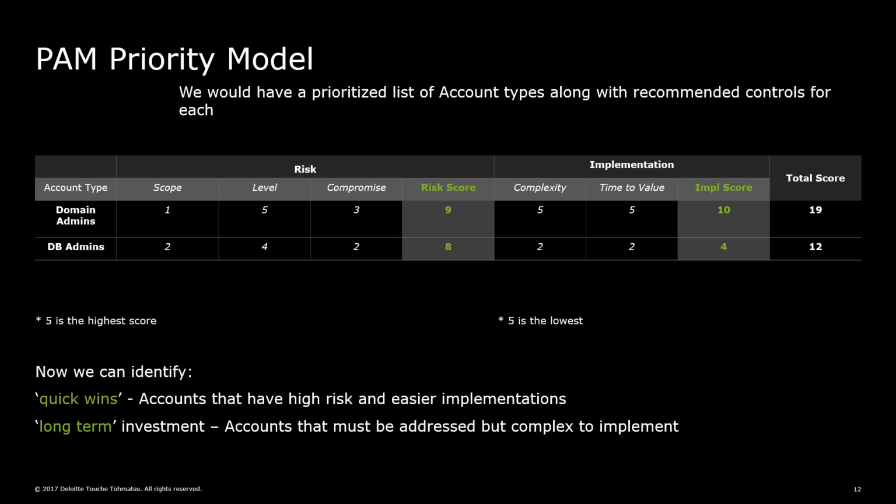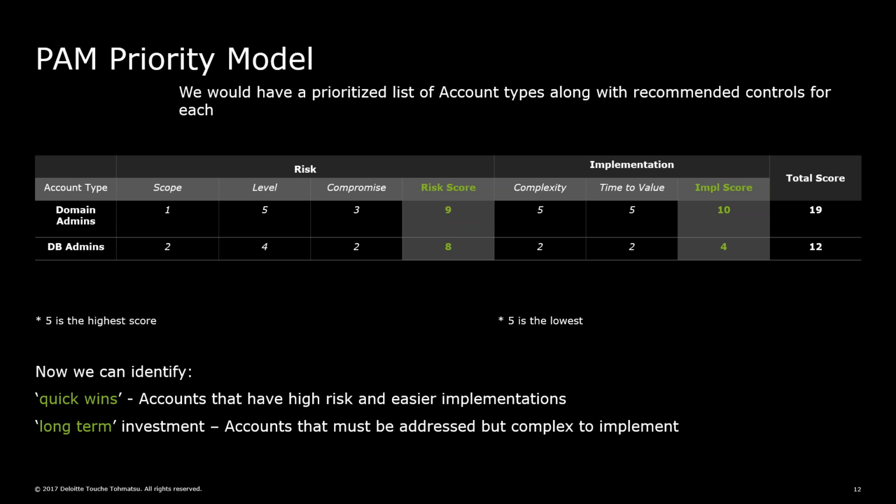The complexity of locking down those domain admin accounts, because there are not so many, is pretty easy. They are shared by default. Those are not named accounts. Those are generic accounts. The complexity is pretty much easy. The time to value is really good because it's really easy to do. So the implementation score is 10, and altogether it's around 19.